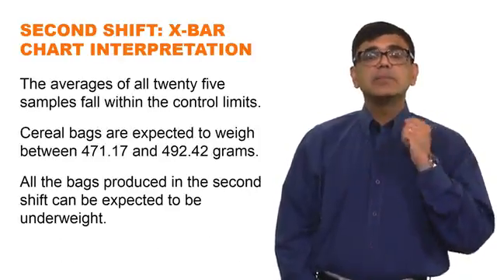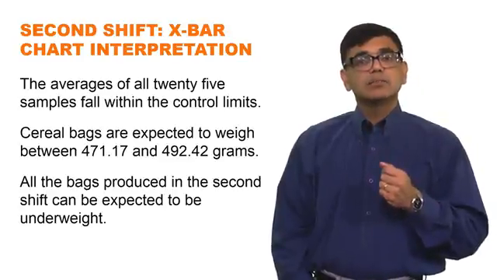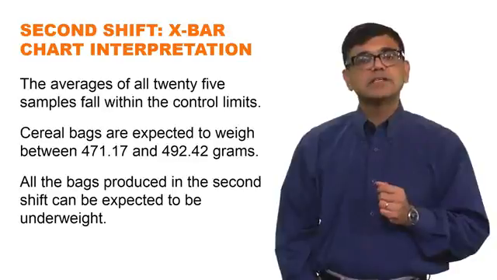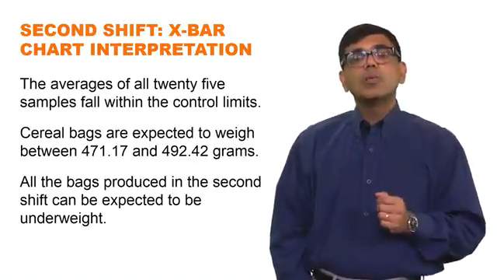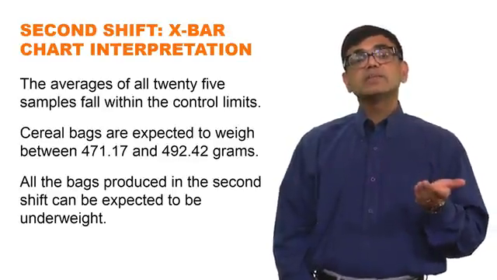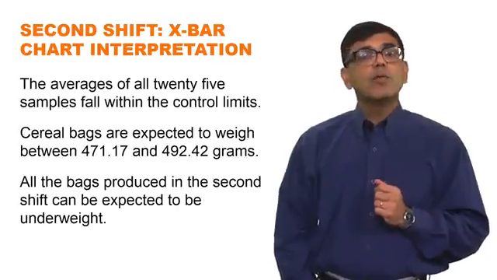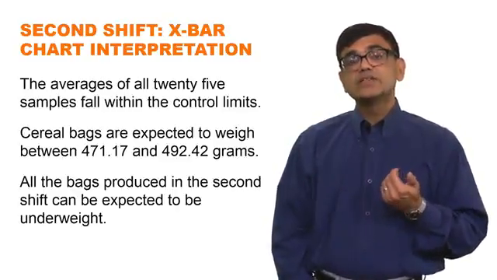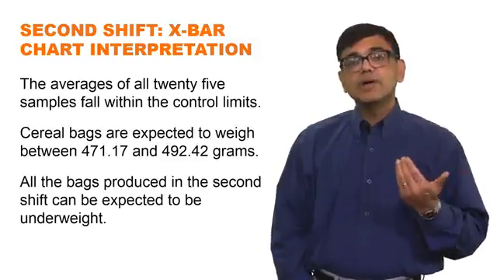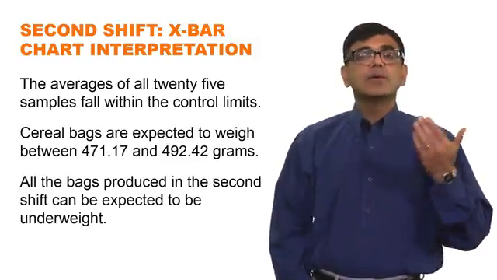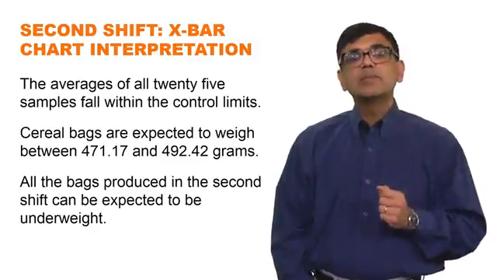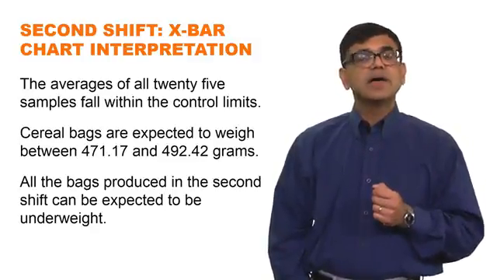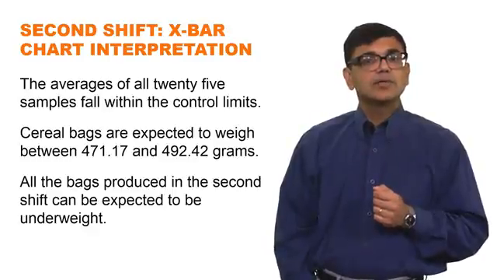And we can rely on it because nothing is out of statistical control. No points out of statistical control. However, we can also say that the cereal bags are expected to weigh between 471 grams and 492 grams, which tells you that all of the bags in the second shift are going to be less than 500 grams. The upper limit itself is 492 grams, so it's telling you that all of the bags are going to be less than the upper control limit.